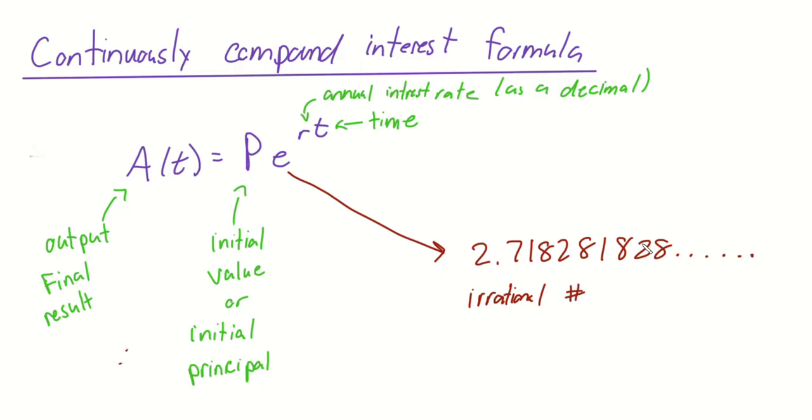So this is not a variable. We don't plug in a number for E. E is its own number. And we're going to call this the natural base. And we only use this formula when we have continuous compounded interest. It's going to say it right in the problem. If you're doing continuous compounded interest, we see those words, we're doing this formula.